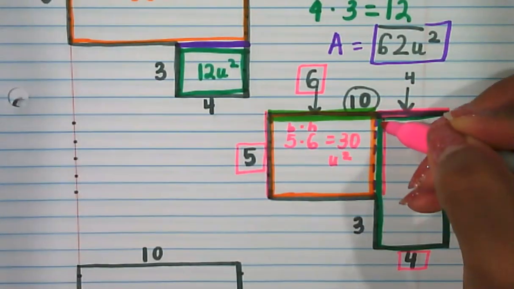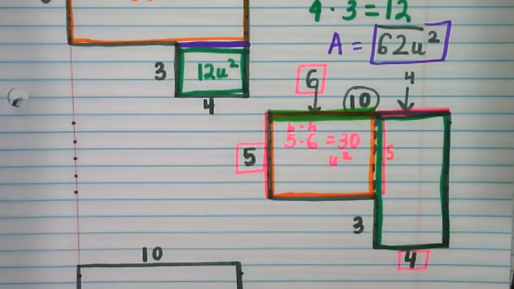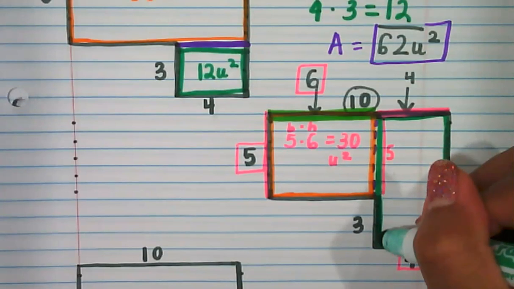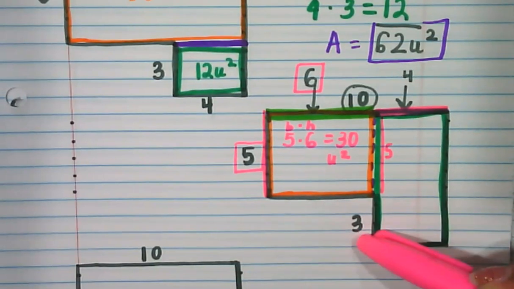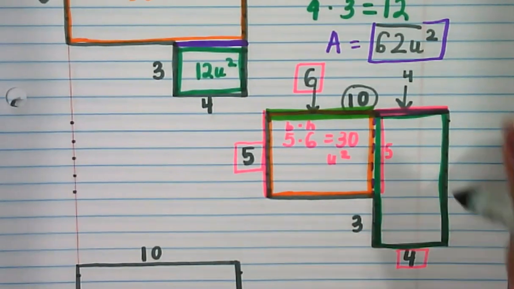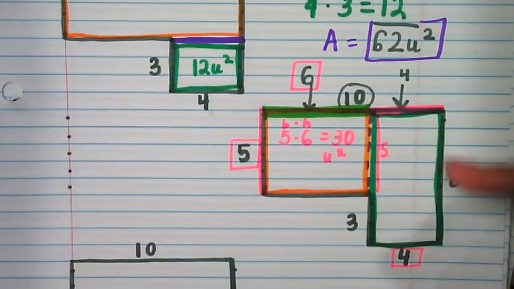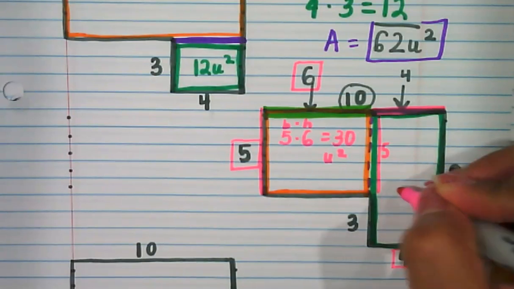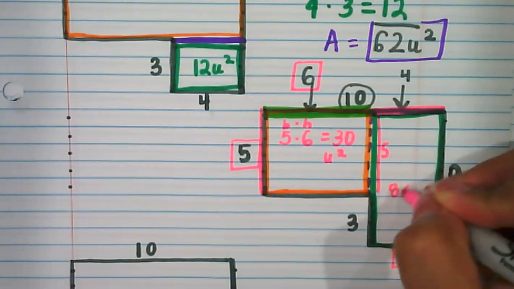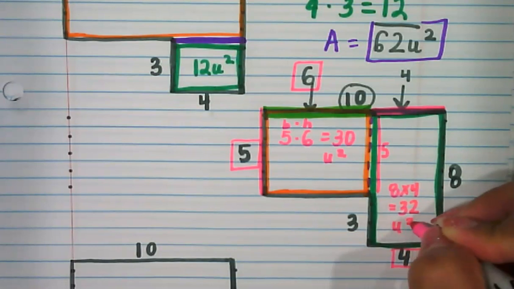So if this is 5, this is also 5 over here. And I already know that this right here is 3. So 5 plus 3 would have to be 8. And so 5 plus 3 gives me 8. And so now to find the area, we would need to do 8 times 4, and that is 32 units squared.